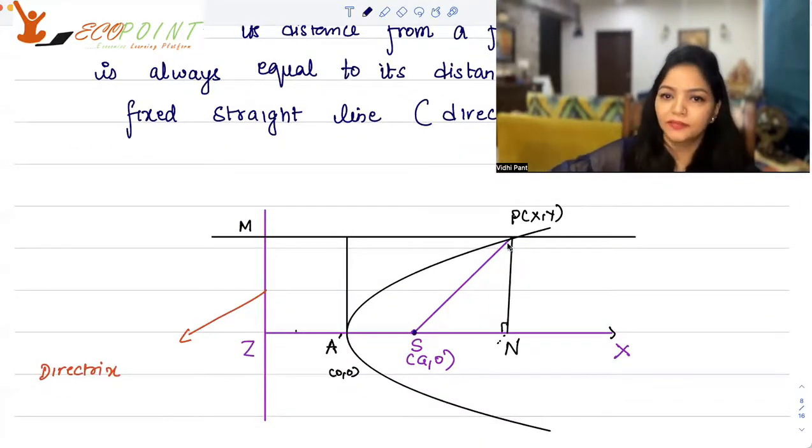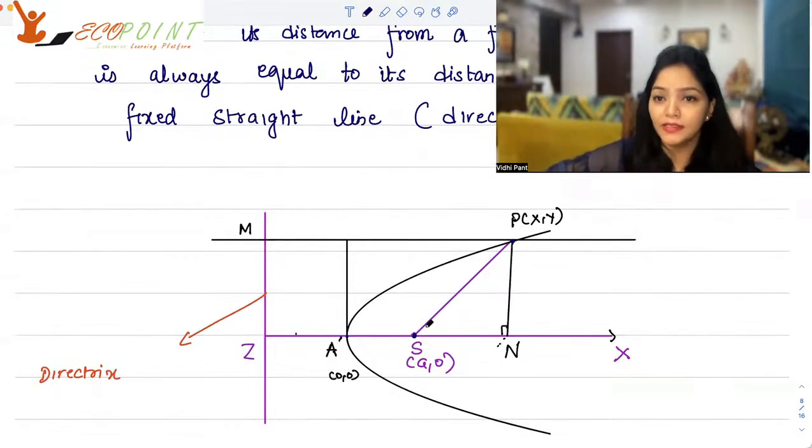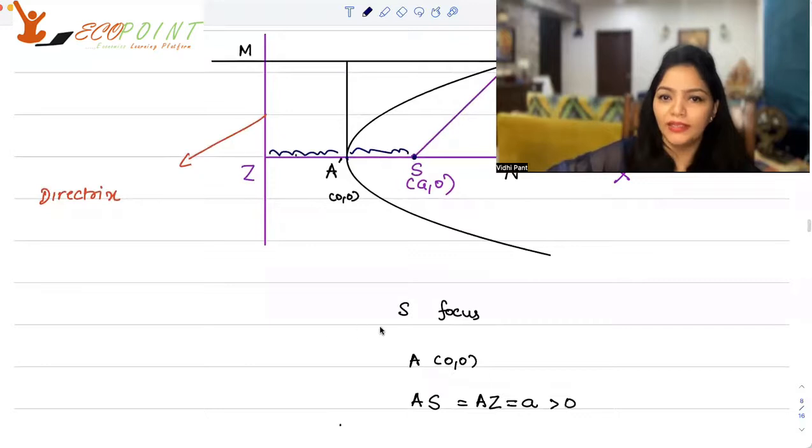Suppose this is your S and this is the point P, which has the coordinates x comma y. And this point A is actually the origin. Now this line that you see here parallel to the y-axis is your directrix in this case. So MZ is actually the directrix. S is the focus that you have. A is 0, 0. And the length AS will be the same as the length ZA. Let's call that length A, and A is positive.